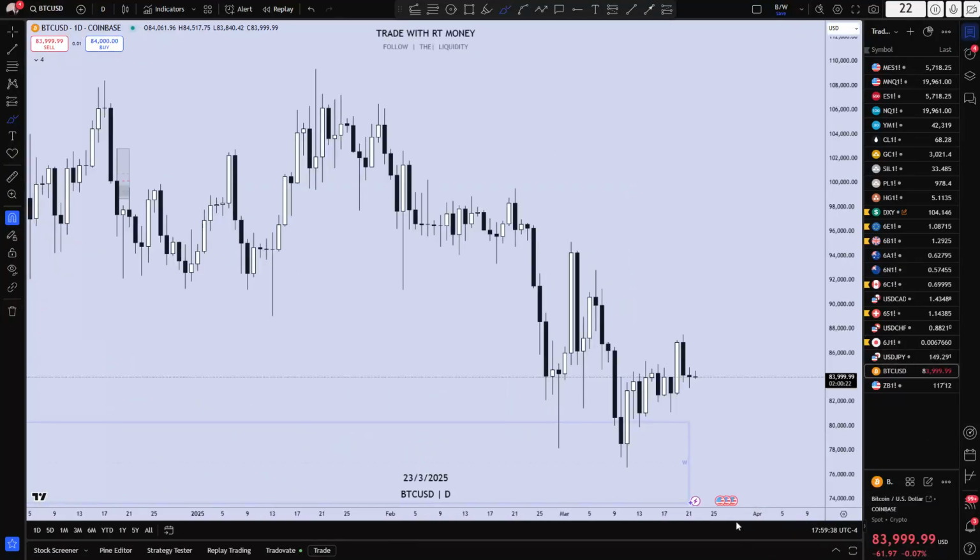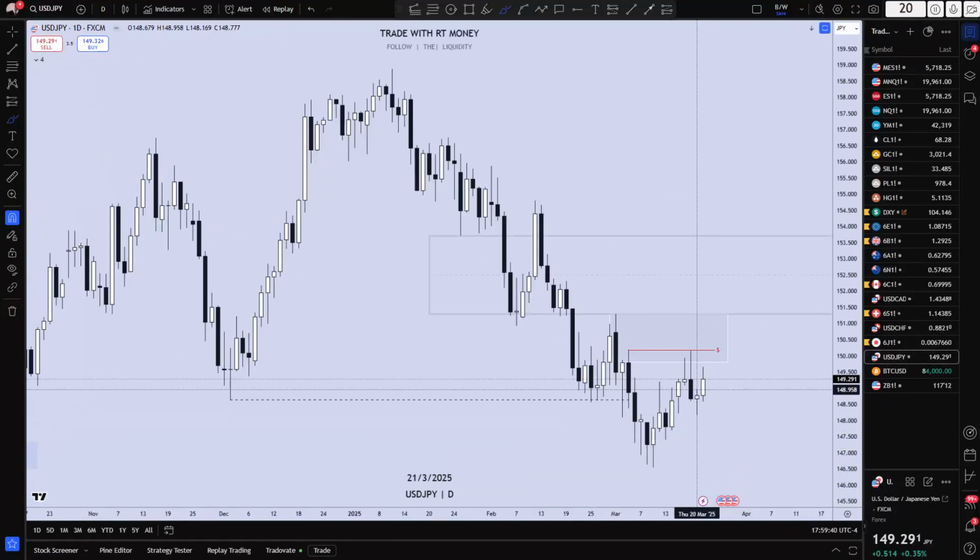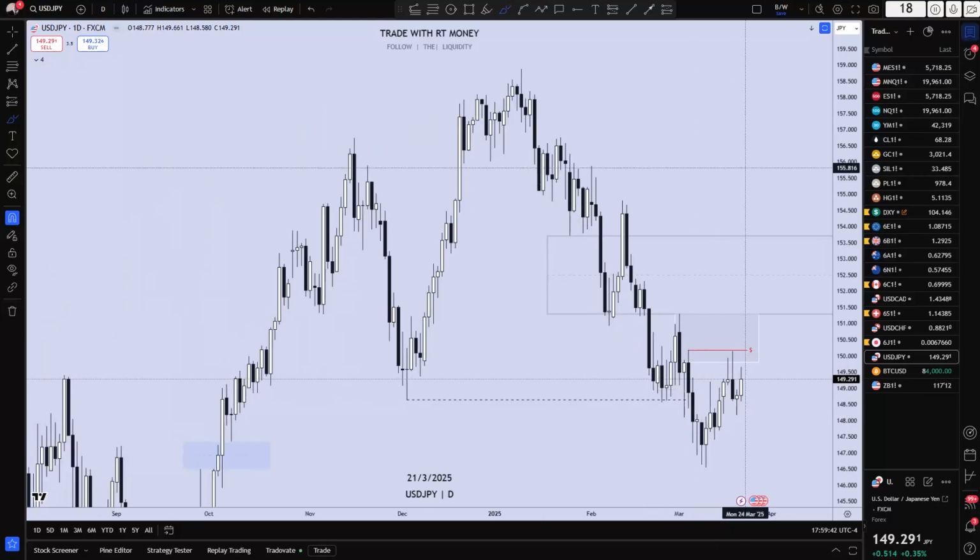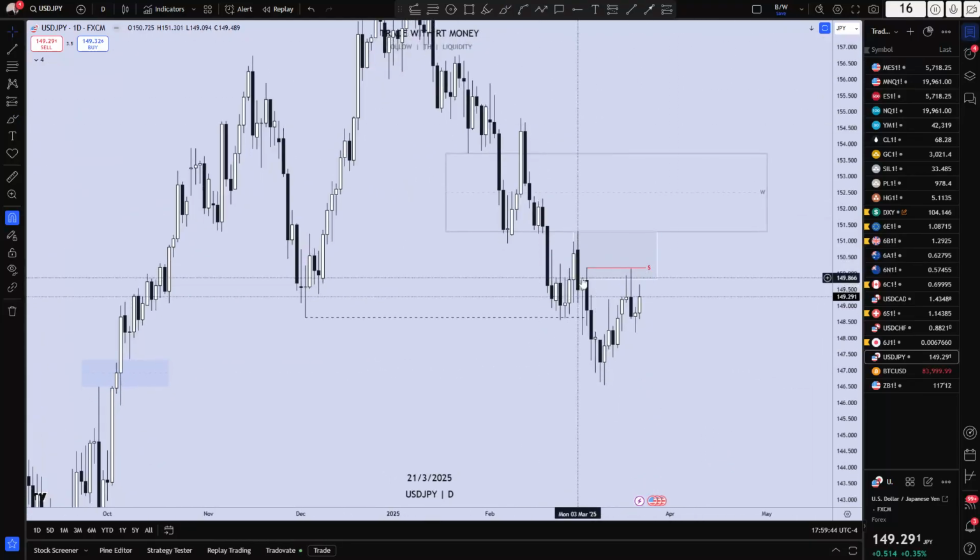All right. And if we go to the US dollar Japanese yen, you see I'm looking for just the opposite. We have supply here. We have a weekly fair value gap here. I'm looking for price to use those for lower prices.